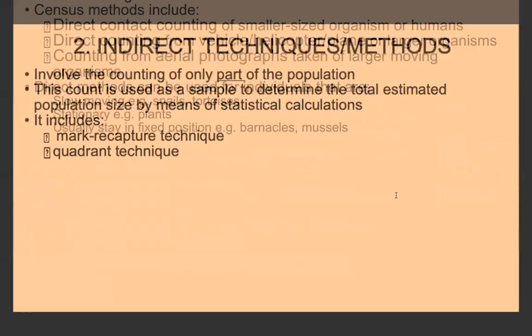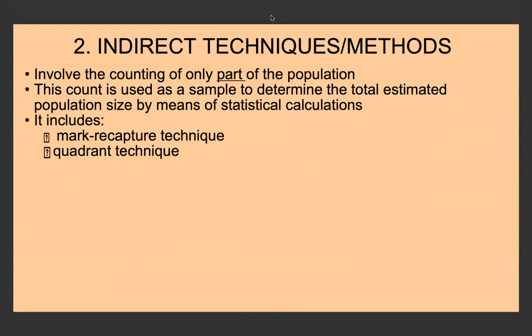Then the second way to do it is indirect method. These are usually the ones that are asked as calculations in a test. They involve the counting of only part of the population, and then we use this count as a sample to determine the total estimated population size by statistical calculation, so by kind of extrapolating the data. There's two ways. You can do the mark recapture technique or the quadrant technique.